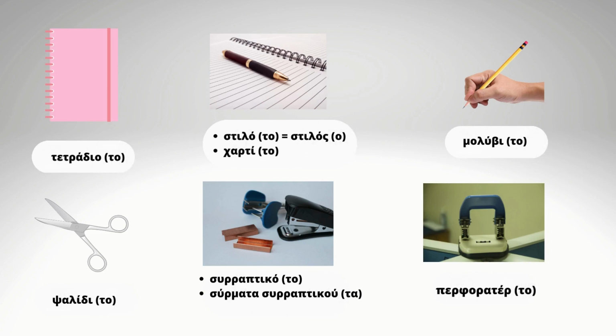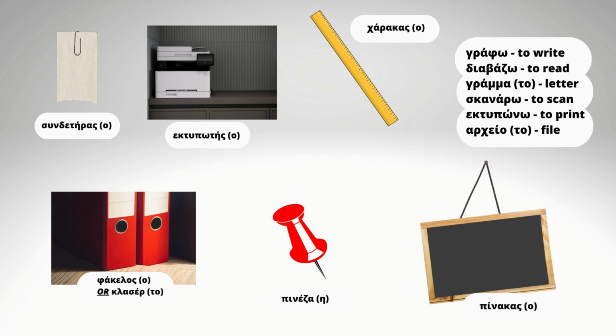Το μολύβι. Το μολύβι. And the last word of this slide is το perforater. Το perforater. You can see the picture, you know this object. This is the perforator. Το perforater. We continue with the words related to the office and the school objects.